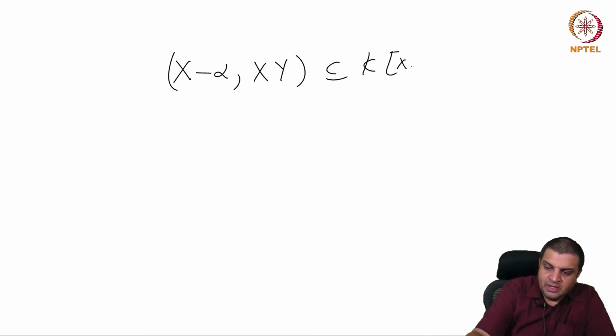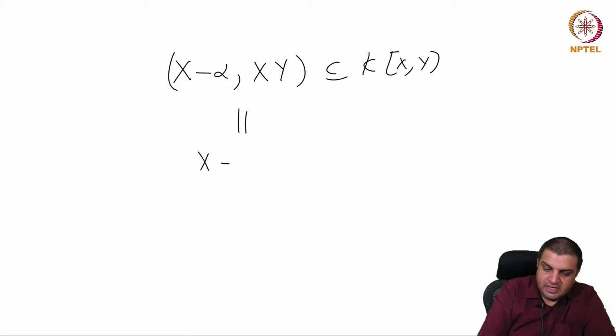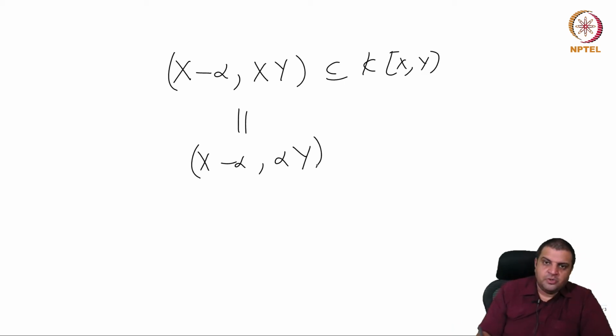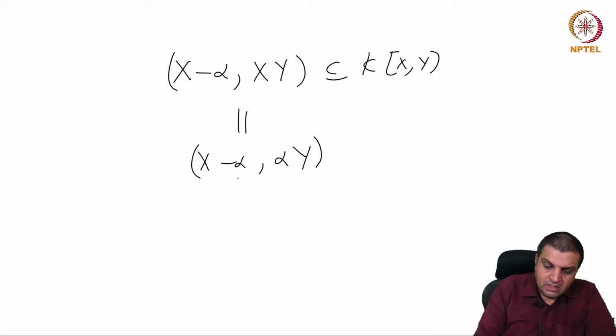So x minus alpha and then xy. This is the ideal inside k[x,y] that we need to worry about. But this is the same as x minus alpha and alpha times y, because we are just substituting x as alpha.